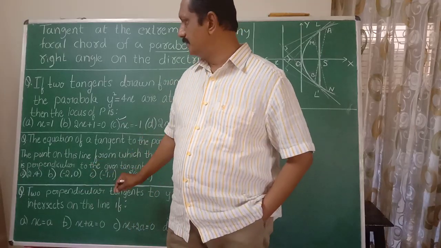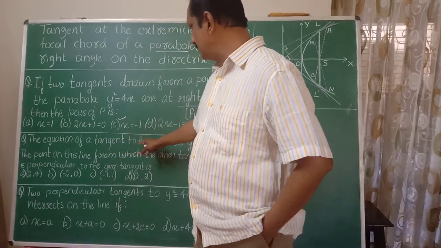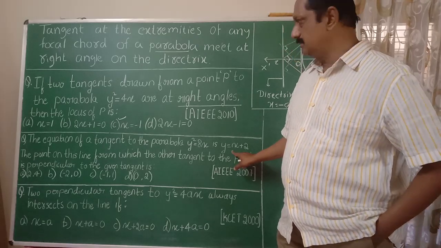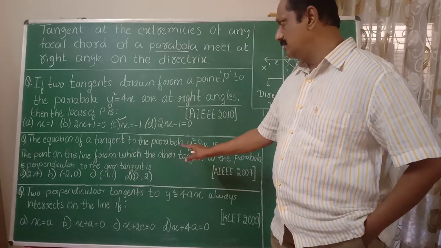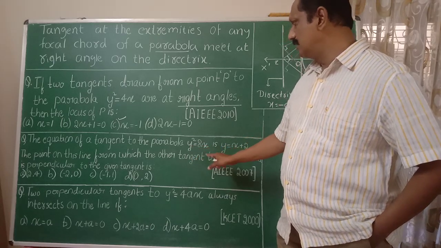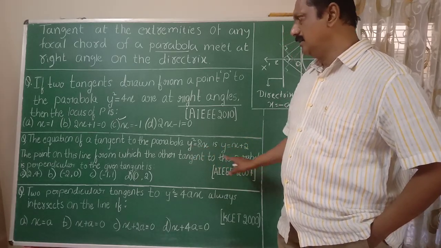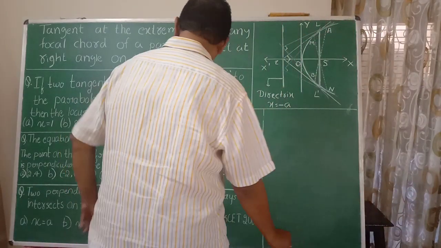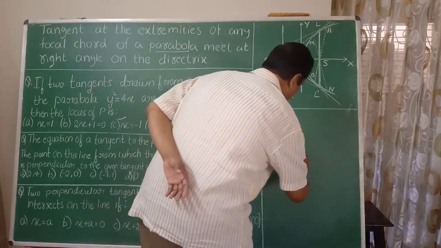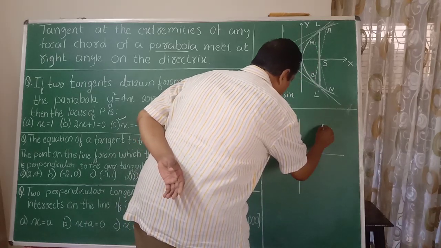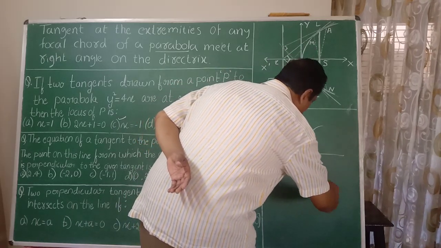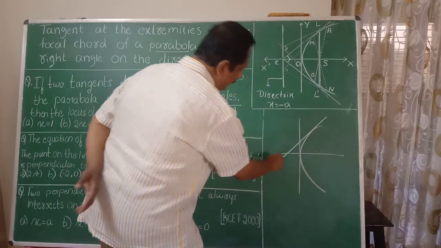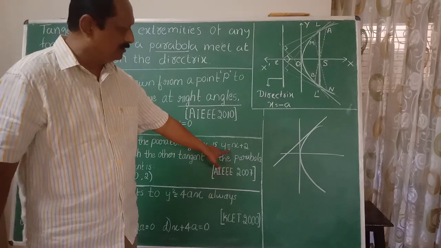The next example: the equation of the tangent to the parabola y square is equal to 8x is y is equal to x plus 2. The point on this line from which the other tangent to the parabola is perpendicular to the given tangent is. Here the equation of the parabola is y square equal to 8x, so obviously the parabola is in this direction. They have already given the equation of the tangent: y is equal to x plus 2.